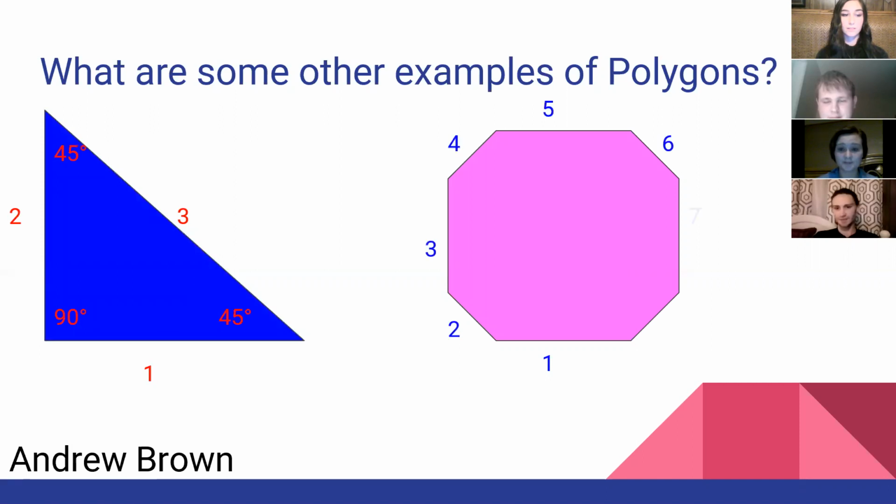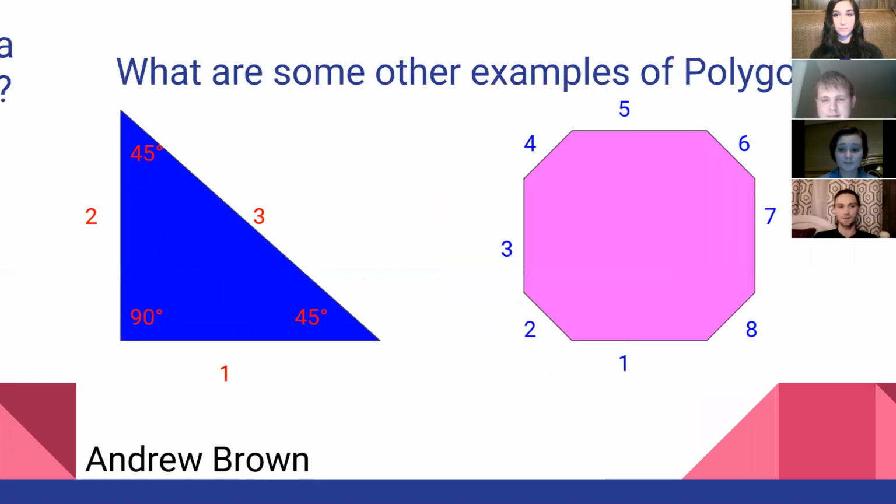Some other examples are squares, pentagons, hexagons, concave octagons, and the list could go on and on. So these are some of the other examples of polygons. Just remember that it's a plane figure with at least 3 straight sides and angles, and typically 5 or more.